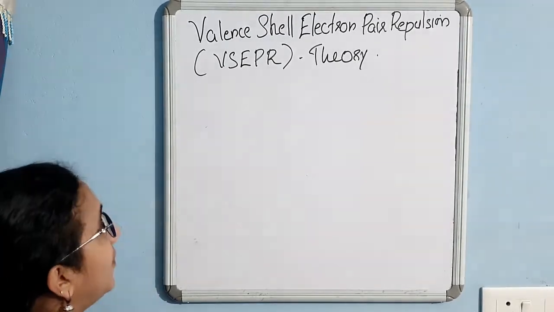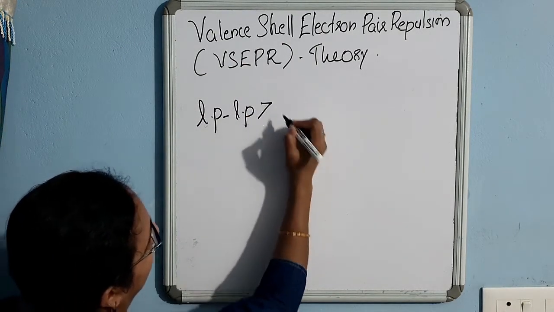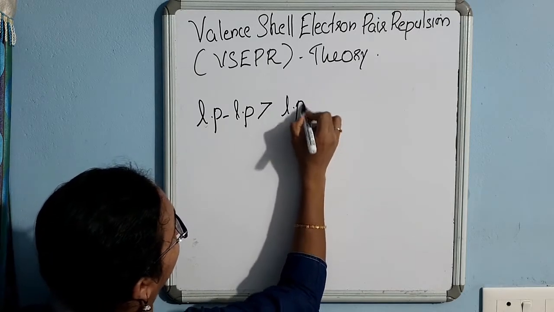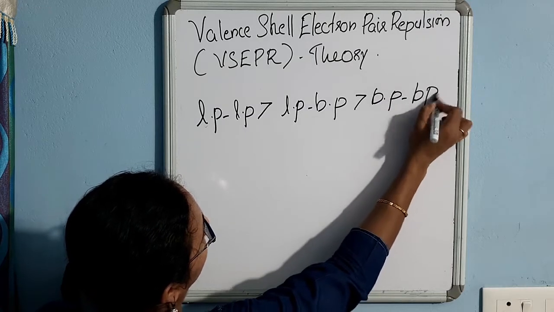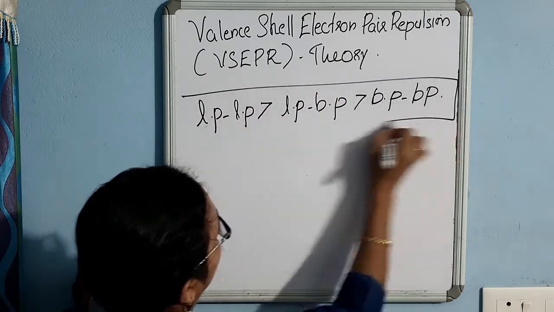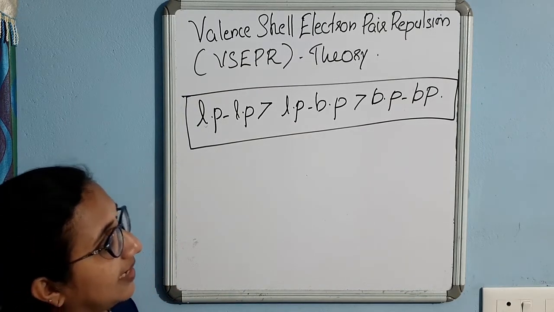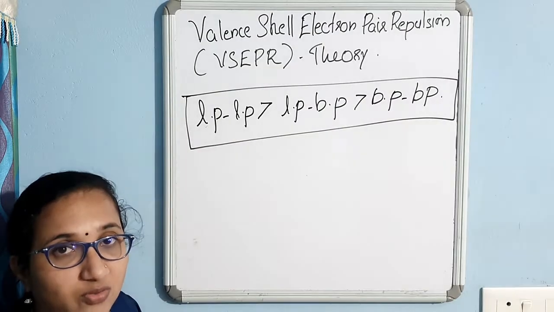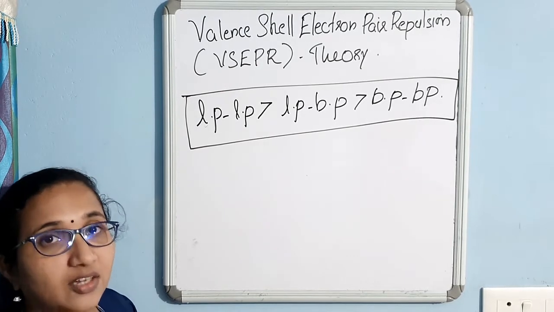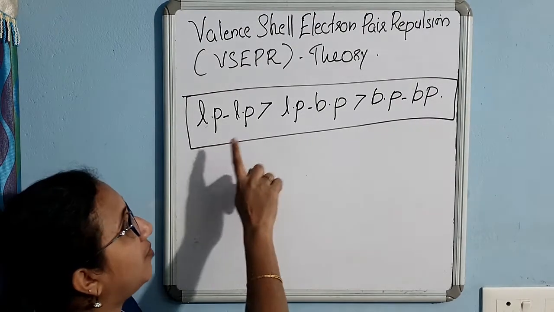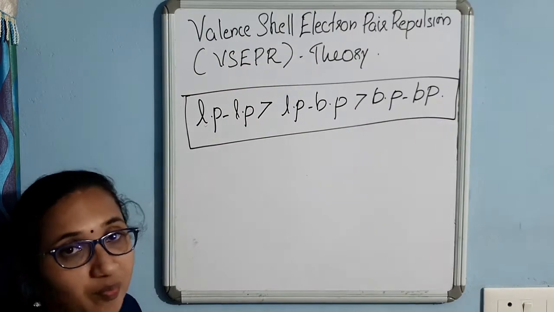These bond pairs and lone pairs offer different extents of repulsion, and as per VSEPR theory, the order of repulsion is such that lone pair-lone pair repulsion is greatest, and this is greater than lone pair-bond pair repulsion, which in turn is greater than bond pair-bond pair repulsion. This is the main essence of valence shell electron pair repulsion theory. That means the central atom tends to arrange the valence electrons in such a way that they have minimum repulsion.